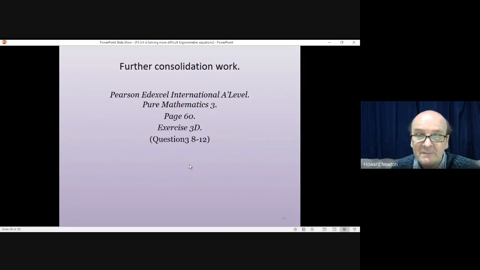Okay, if you've got the textbook, turn to Pure Math, turn to page 60 rather, turn to exercise 3D. Question 3 and questions 8 to 12 deal with this type of question.